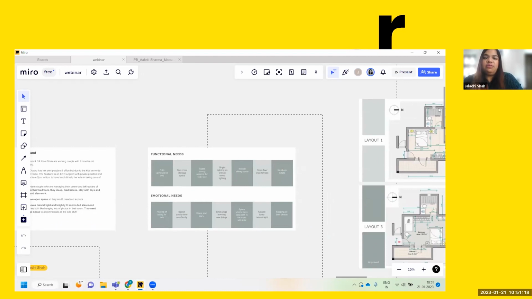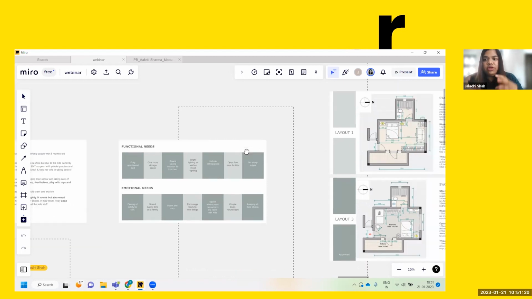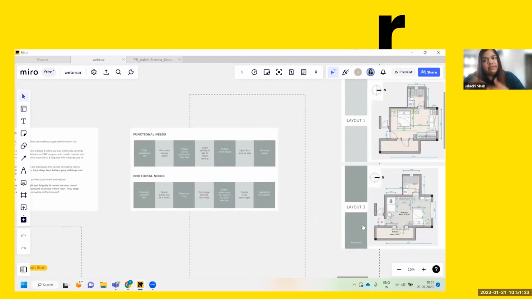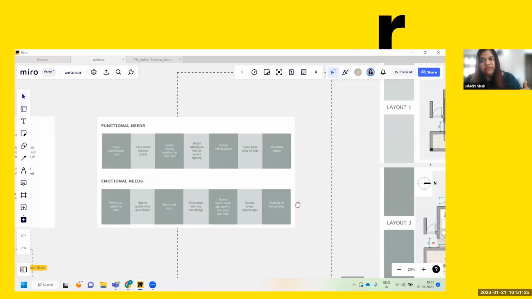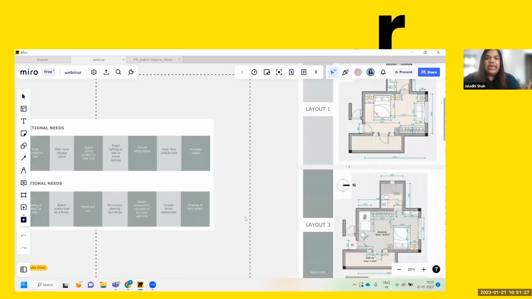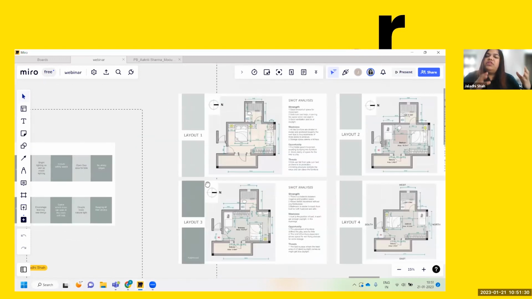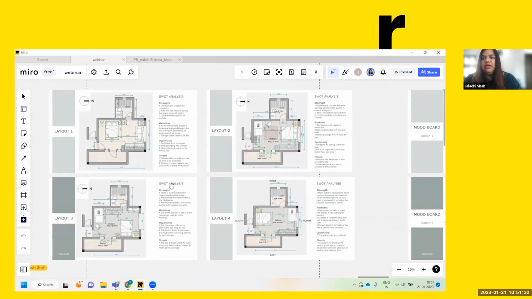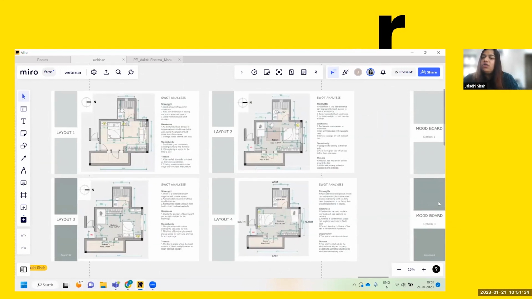Understanding the functional and emotional needs was very important, because that would give me the base to develop the layout of the room. So after doing all that analysis, I came up with 4 different layout plans, as earlier mentioned by Akriti, and we also had a Vastu compliant plan. Out of all these 4, going back and forth with all the layouts, the client and I finally ended up choosing layout 3.